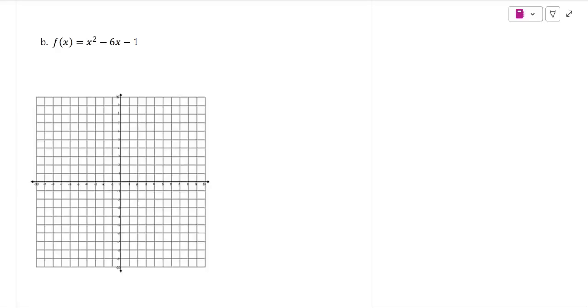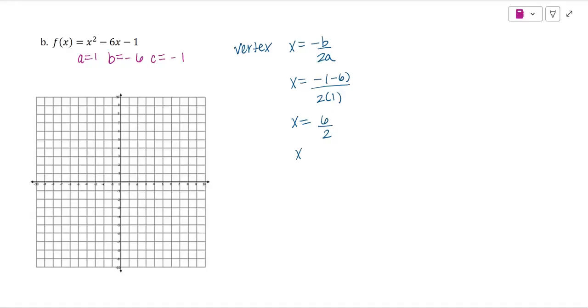For our next example, we have the quadratic x squared minus 6x minus 1. For this example, a is equal to 1, b is equal to negative 6, and c is equal to negative 1. Let's start by finding the vertex. The h value is going to be where the axis of symmetry is. X equals negative b over 2 times a. Let's see, b is negative 6, and a is 1. So I'm getting 6 over 2, or 3.